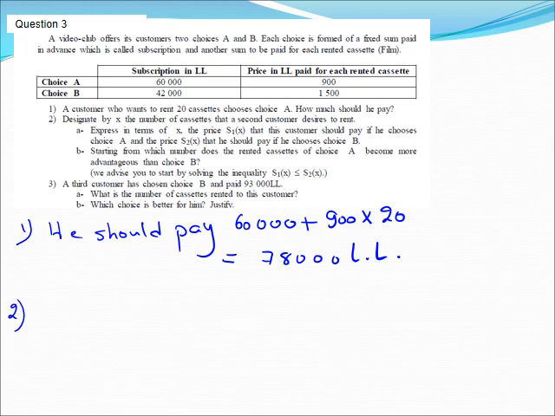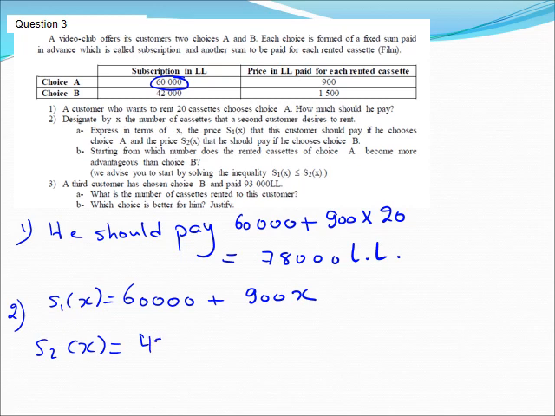Number 2. Designate by x the number of cassettes that a second customer desires to rent. Express in terms of x the price P1 of x that this customer should pay if he chooses choice A, and the price P2 of x that he should pay if he chooses choice B. P1 of x equals subscription 60,000 plus 900x. P2 of x equals 42,000 plus 1,500x.